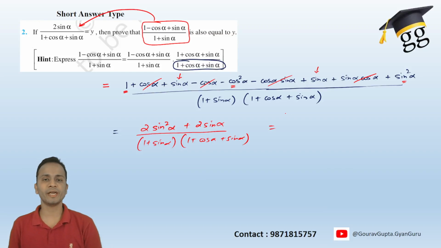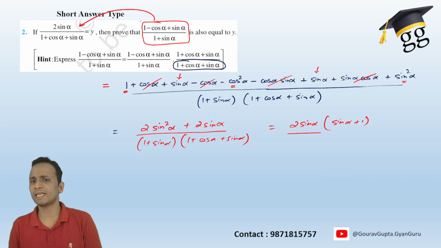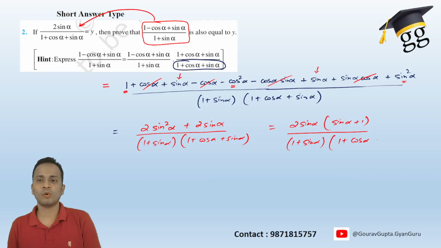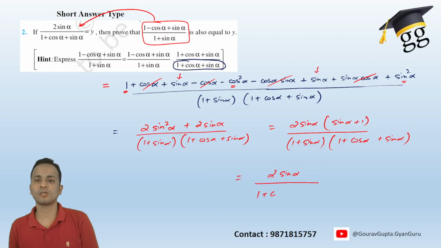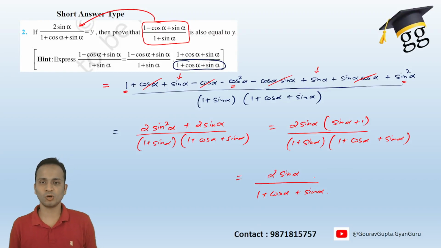Now from the numerator, you can take 2 sin alpha common and you'll be left with the sin alpha plus 1, which will get cancelled with the 1 plus sin alpha in the denominator. 1 plus cos alpha plus sin alpha will be the only thing left in the denominator. So after cancellation, I will have 2 sin alpha whole divided by 1 plus cos alpha plus sin alpha, which we require on the other side. So this is equal to the right hand side, and we have proved whatever was required. So that was question number 2.